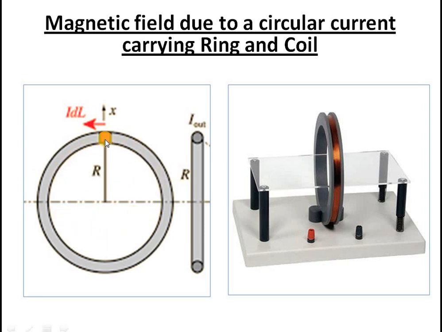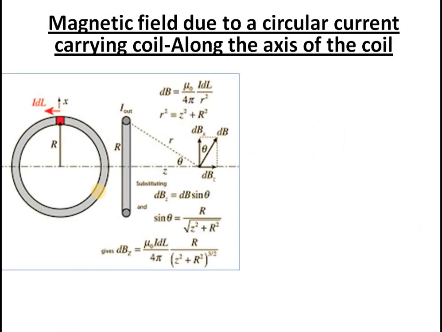So consider a circular ring, both ways are correct, this one and this one, carrying a current I. Let's suppose the ring radius, the loop radius, is small. Then let us see how we can use the Biot-Savart law to find the magnetic field. First of all, we will go along with this figure. This ring is now kept perpendicular to the plane of the screen, so now it looks like this.